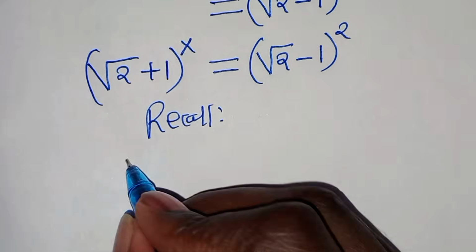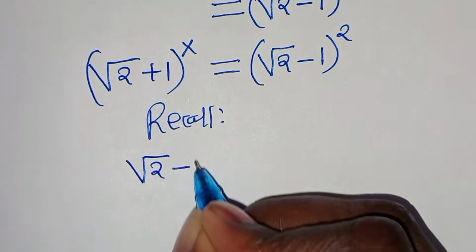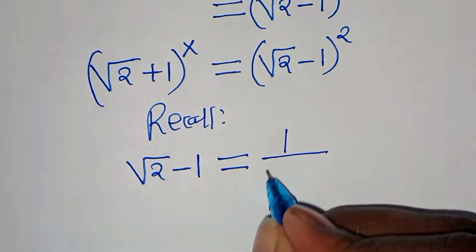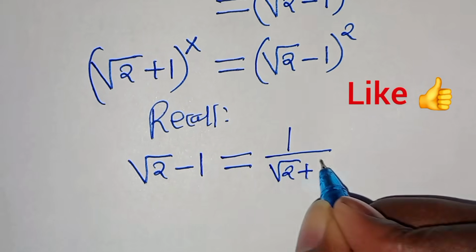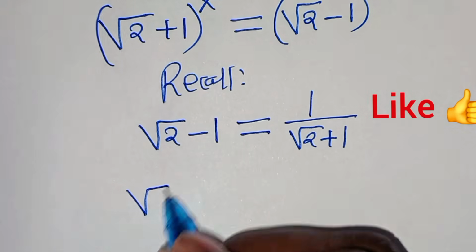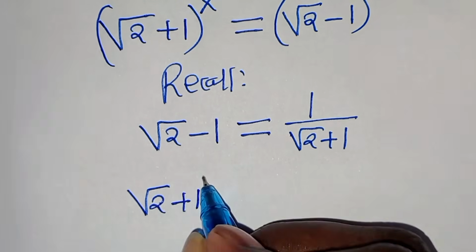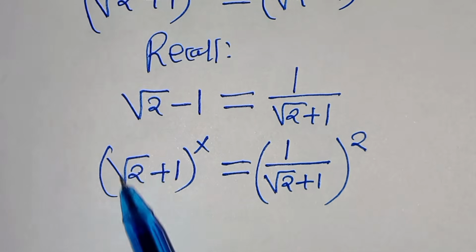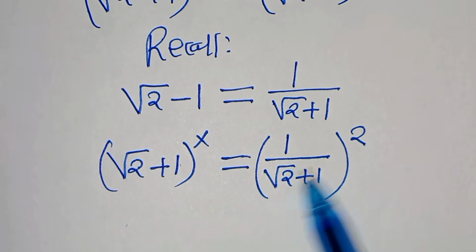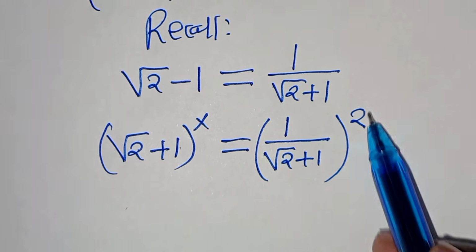So square root of 2 minus 1, this is the same thing as 1 over square root of 2 plus 1. Let's substitute this here. So this implies that square root of 2 plus 1 to the power of x is equal to 1 over square root of 2 plus 1 to the power of 2.